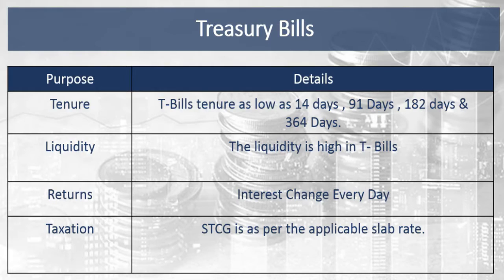Individual firms, trusts, institutions, and banks can purchase treasury bills. Commercial and cooperative banks use treasury bills for maintaining their statutory liquidity ratio requirements. If we measure the criteria, then tenure starts from 14 days to 364 days. The liquidity is much higher. The returns change every day, and the taxation will be short term capital gain. As the investment is held for less than a year, short term capital gain will be applicable as per your slab rates.